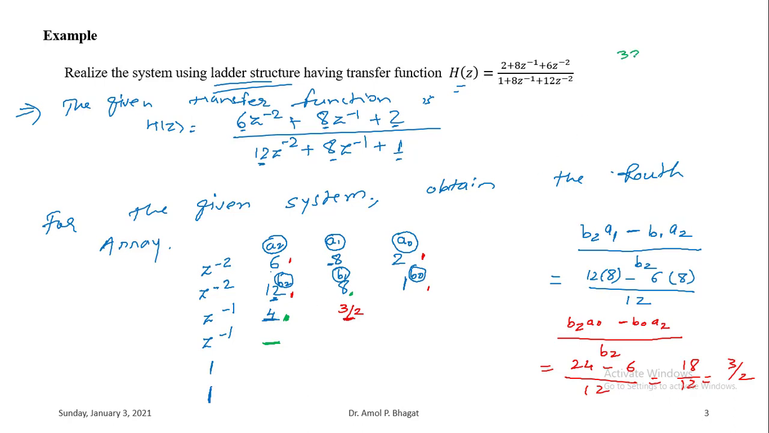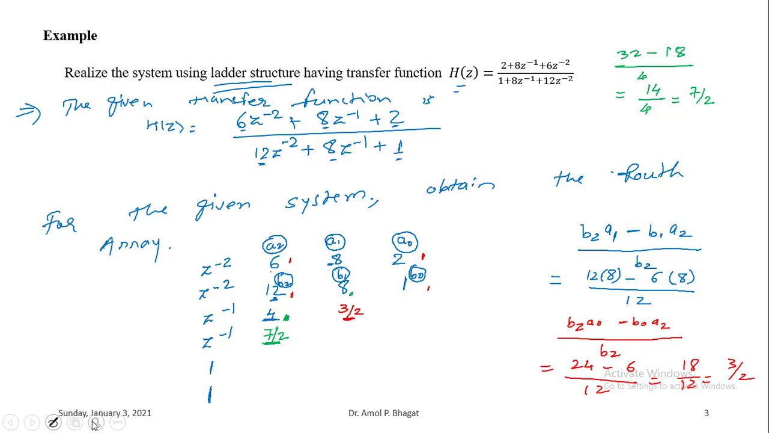So it will be 32, right? Minus 12 multiplied by 3 by 2, so it will be 18, because 6 twos are 12, 6 multiplied by 3 will be 18, and divided by 4. So here you will have 14 by 4, right? So it will be 7 by 2. So the value in this place will be 7 by 2, correct?